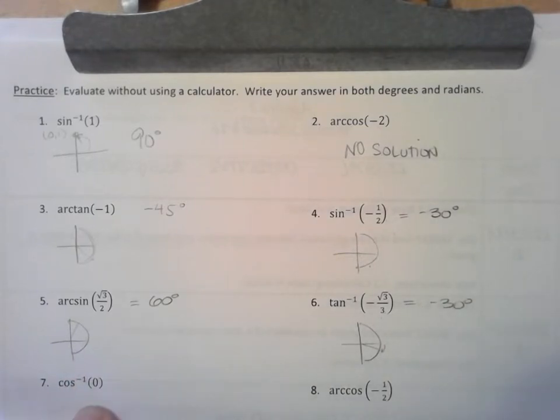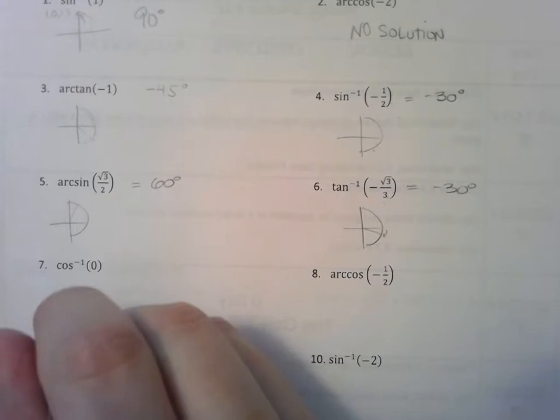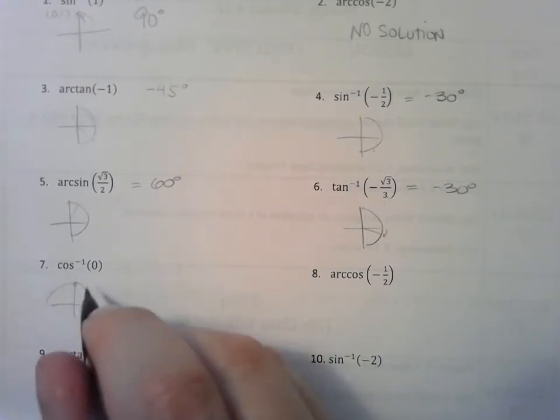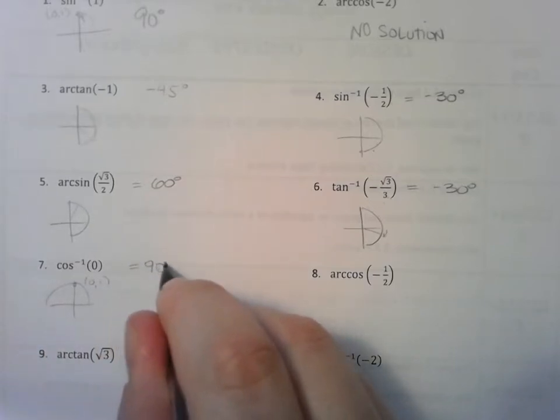The cosine inverse of 0. When is the x-coordinate 0? Cosine is defined between 0 and 180. The x-coordinate is 0 up here at the point (0, 1). That corresponds to an angle of 90 degrees.